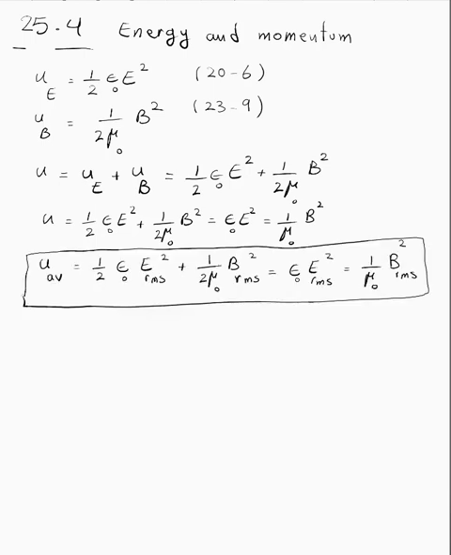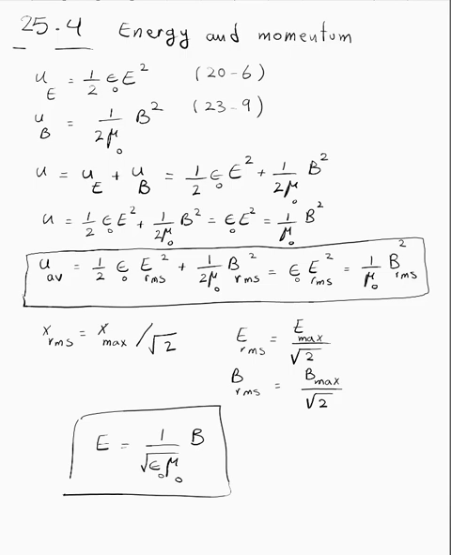Recall that the RMS value of a sinusoidally varying quantity is related to its maximum by: the RMS value equals the max or peak value divided by square root of 2. So I can write the RMS values of electric field and magnetic field in terms of their peak maximum.